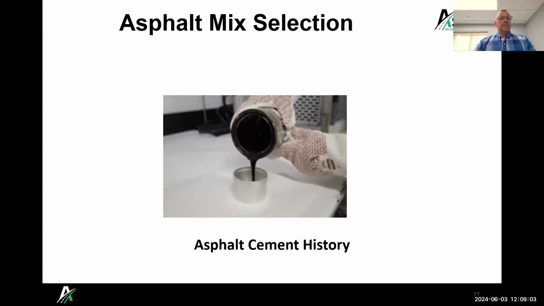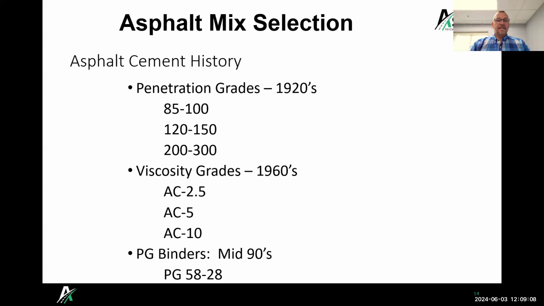Next, we'll talk a little bit about the asphalt cement history. Back in the 1920s, we used penetration grades. Those were your 85 to 100, 120 to 150, and 200 to 300. And then in the 1960s, they went to viscosity grades, your AC 2.5s, your AC 5, your AC 10s.